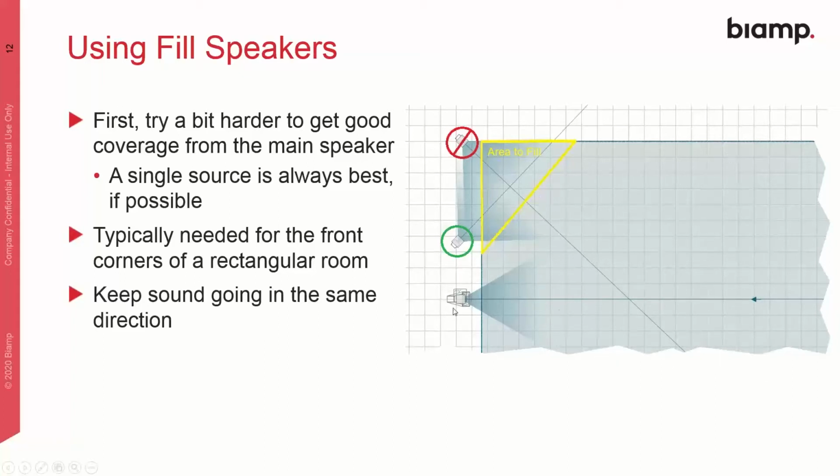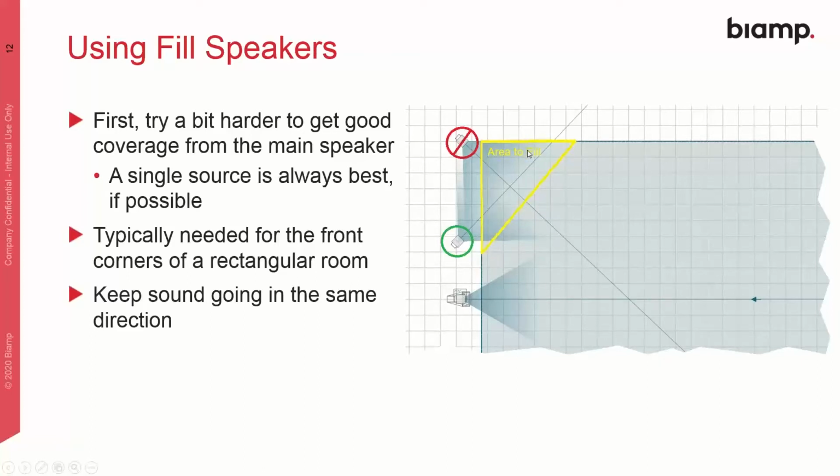If it's the front corners, and the front edge, do we match the front edge, or do we have to fill in? That's where it becomes more difficult. So here on each side, we've got this little yellow triangle, the dark area that we need to fill in. We could fill it from either of these positions, but if we put the speaker here to fill in, now we're going to create problems out here in the center because the sound is going back toward the other one. Sound from the main speakers is going this way, so keep the sound from the fill going in the same general direction. It's much better to fill from this direction.